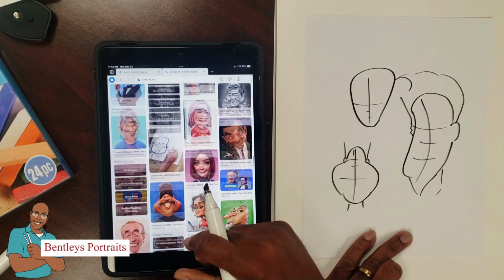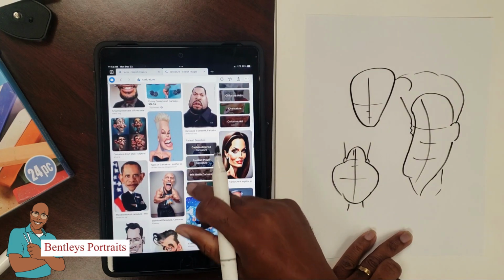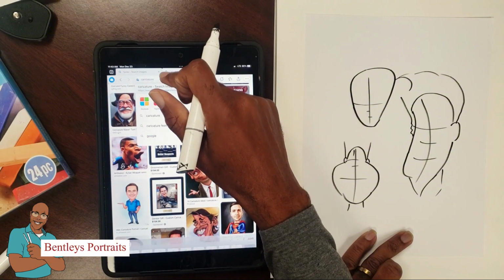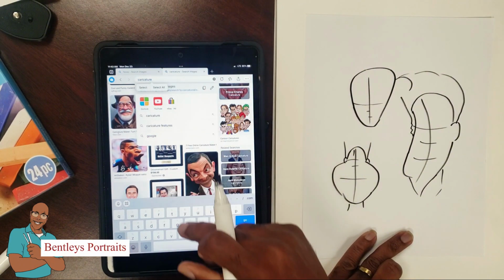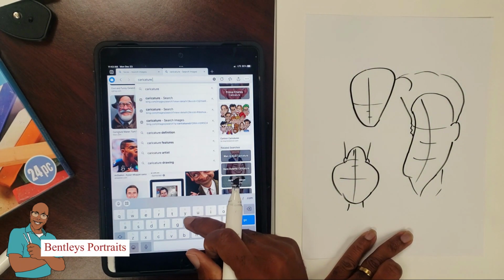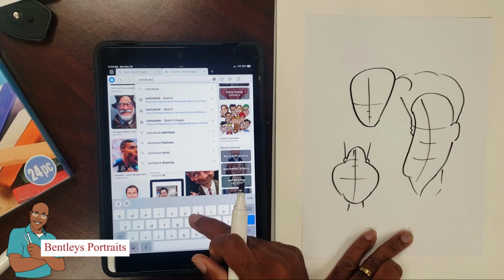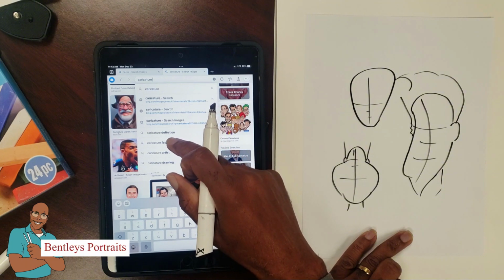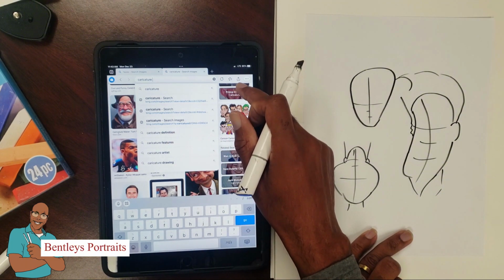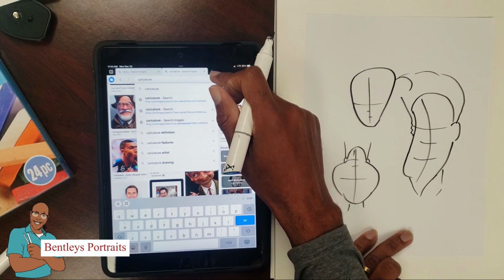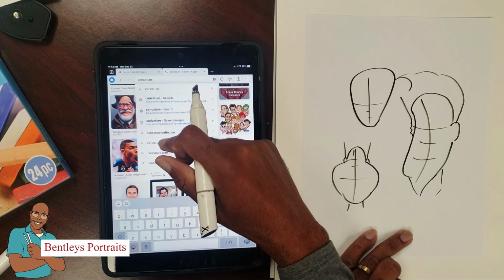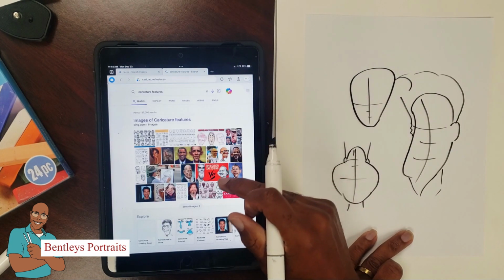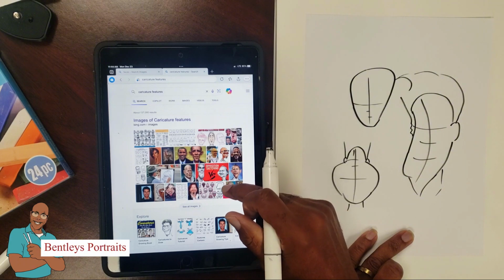And so it's great to look on Pinterest or Google, or if you're out and about and you see a caricature artist, looking at their style and seeing how you can apply it to your style and then make it your own. A lot of different ways. So here I'm on Pinterest, and I'm just basically looking for something.